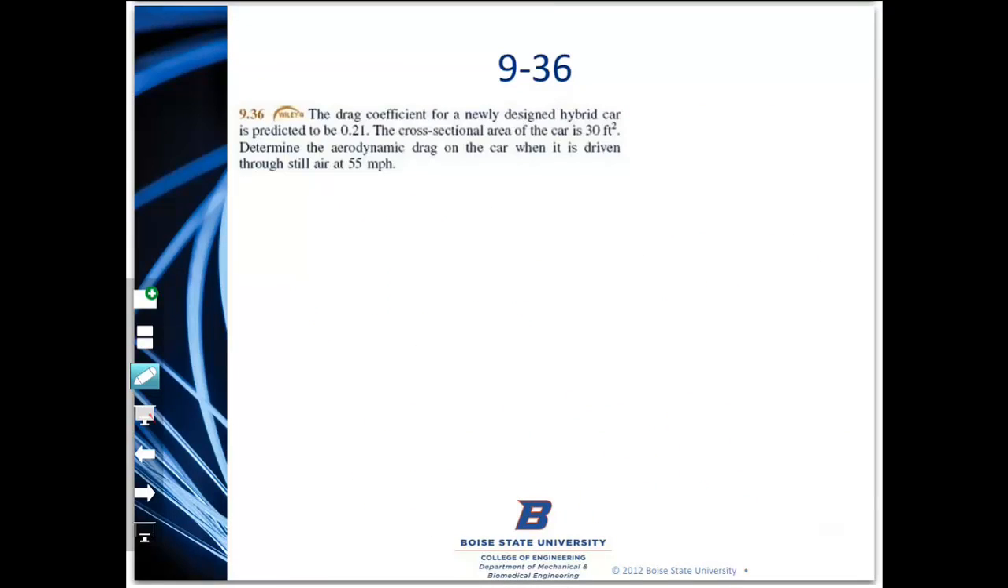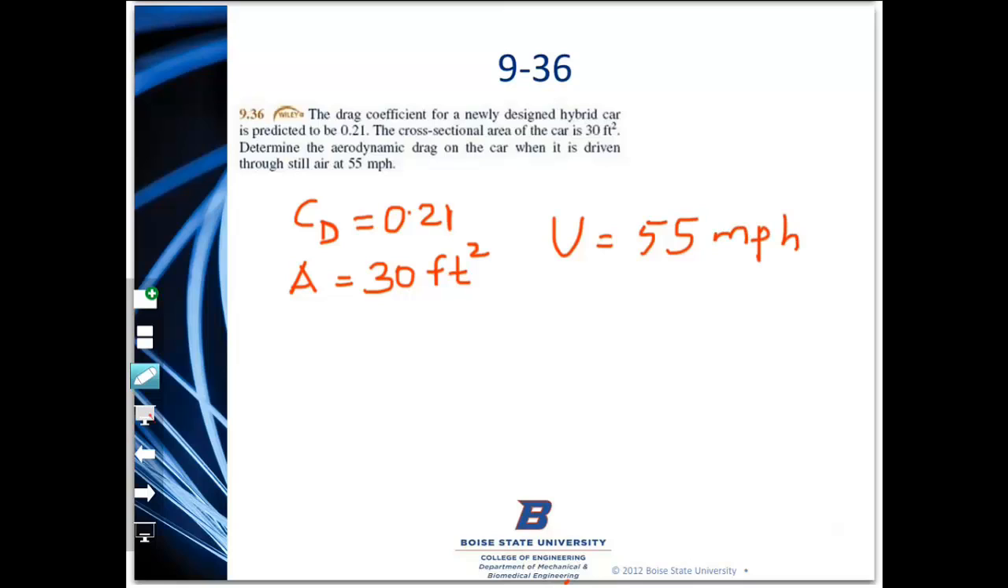Let's look at another problem. The drag coefficient for a newly designed hybrid car is predicted to be 0.21. That means we are given CD as 0.21. The cross-sectional area of the car is 30 square feet. So you're given A, 30 square feet. You're asked to determine the aerodynamic drag on the car when it is driven through still air at 55 miles per hour. So you're also given U, which is 55 miles per hour.